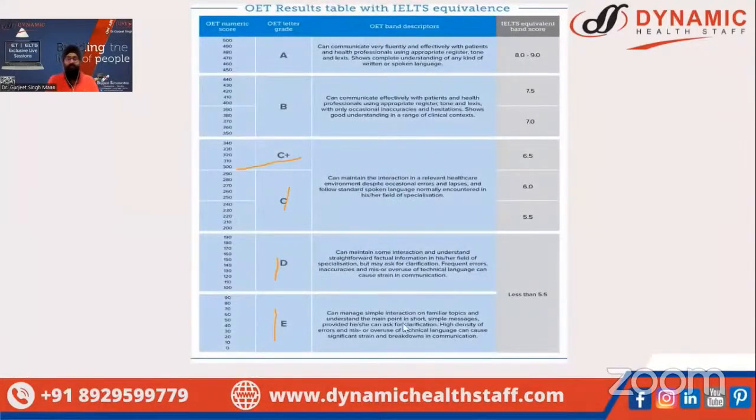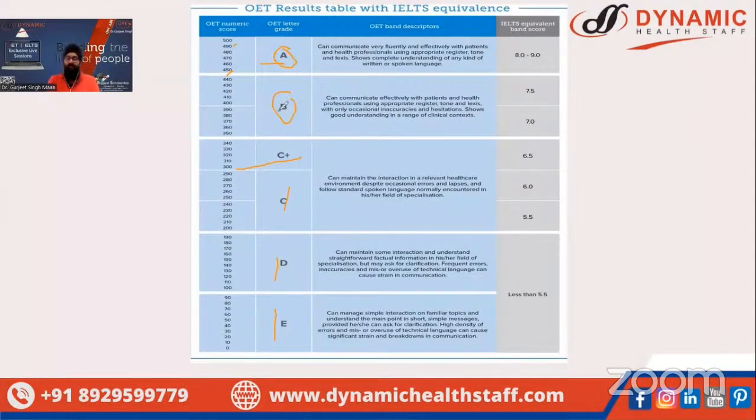First of all, let's talk about A. If a candidate can get numerical scores from 450 to 500, that candidate will get an A grade. Now, what do you require to get A? The basic requirement for A is communication. A candidate should be able to communicate very fluently and effectively with patients as well as health professionals, and understand all the documentation and clinical context easily, without hesitations or grammatical inaccuracies. That candidate will get A.